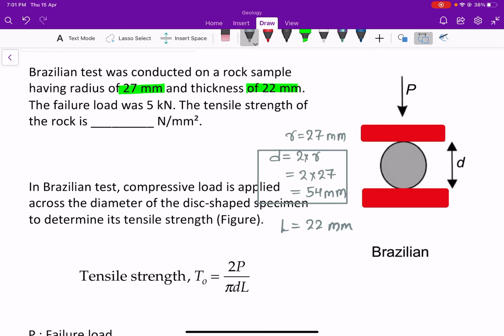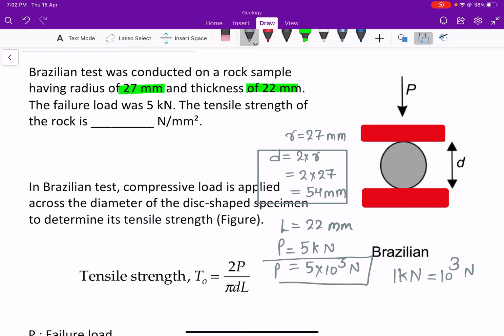Now the failure load was 5 kilonewton. Here again P is 5 kilonewton, which equals 5 into 10 to the power 3 Newton, because 1 kilonewton is equal to 10 to the power 3 Newton. So we will get the value of P, L, and D. The tensile strength of the rock, fill in the blank, in Newton per millimeter square. So we have to find the tensile strength of the rock in the unit Newton per millimeter square.